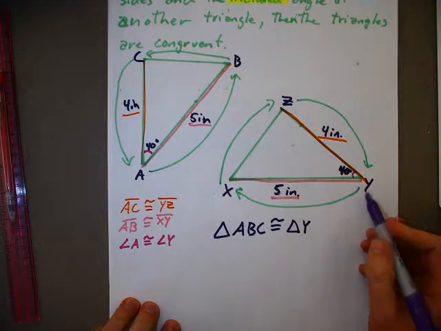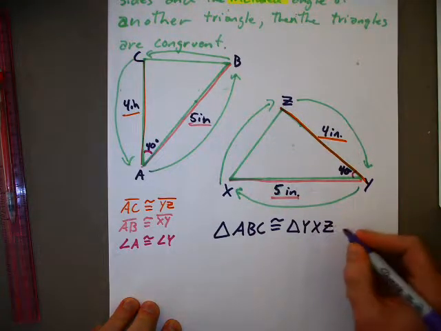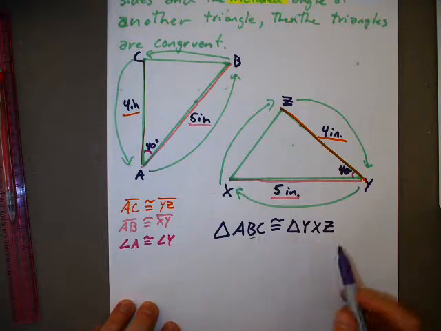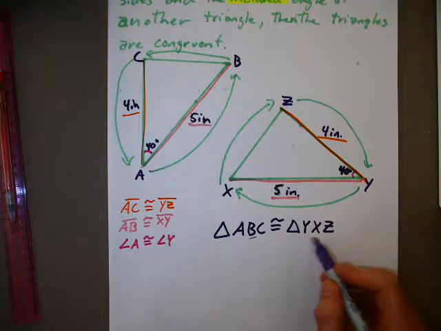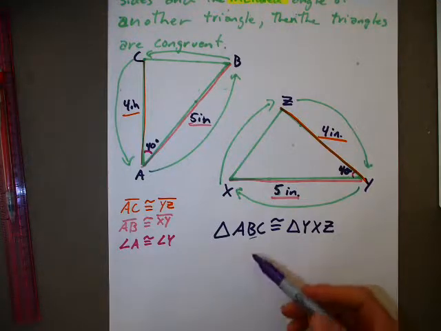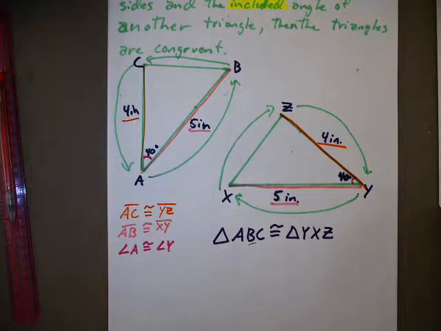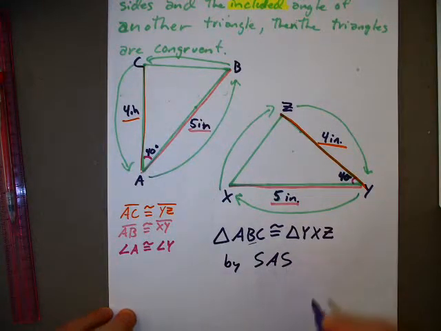So we started at Y, and then we go to X, and then we follow that up to Z. And now we know that AB corresponds to YX, BC corresponds to XZ, and AC corresponds to YZ, as well as the angles: A corresponds to Y, B to X, and C to Z. So that is how you would name that these two triangles are congruent, and we would say these are congruent by SAS Congruence.